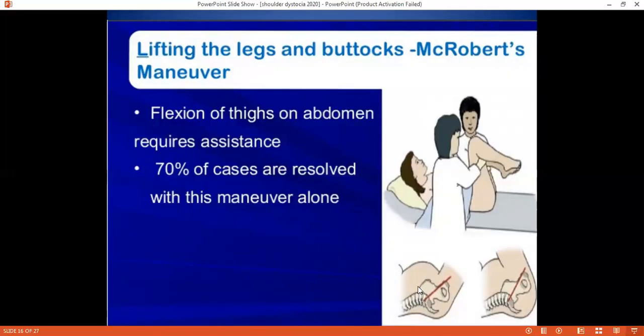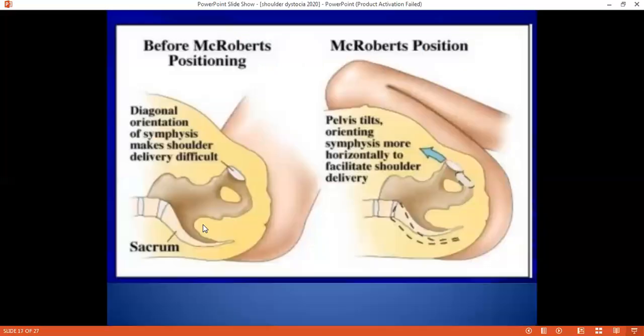This will change the dimension of the pelvis and the orientation of the pelvis. You see here with the flexion, this dimension will be changed. So this may help to disimpact the fetal clavicle from this pubic bone. 70% of cases were resolved with this maneuver alone. Here we see the changes in the shape of the pelvis with McRoberts position.